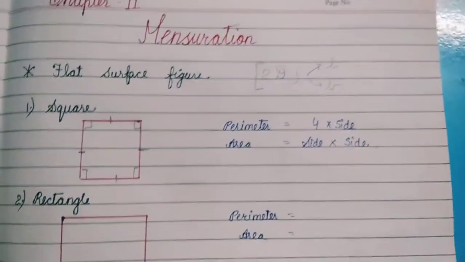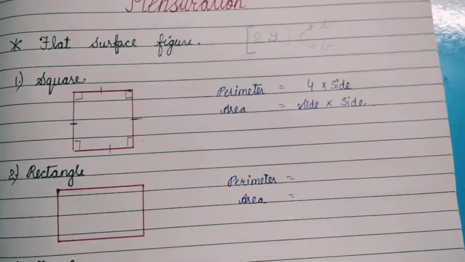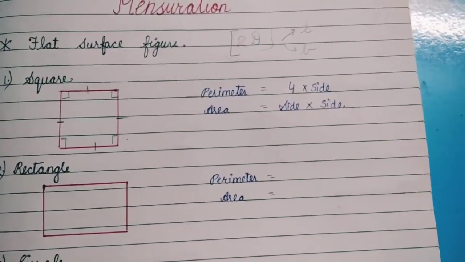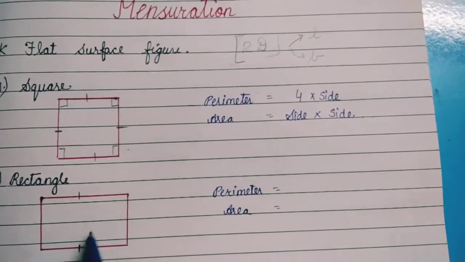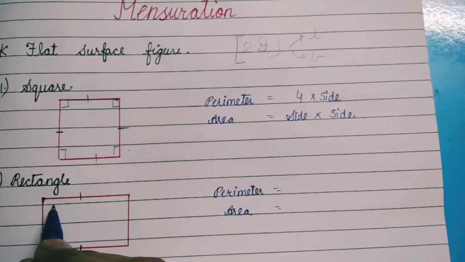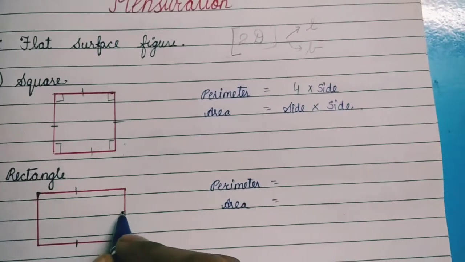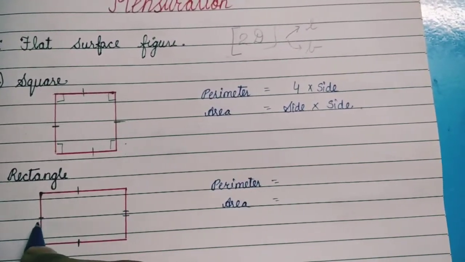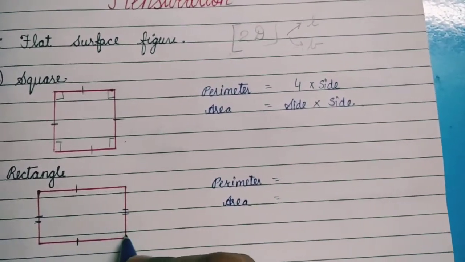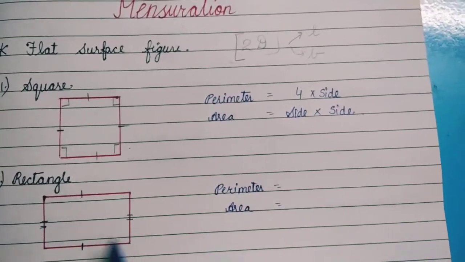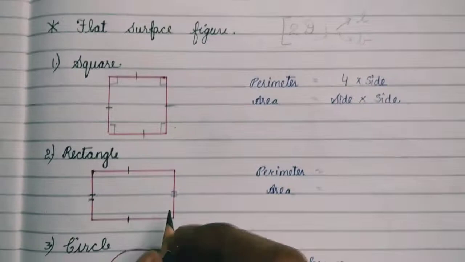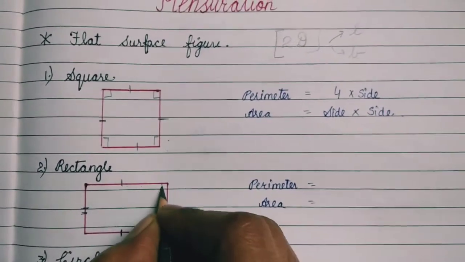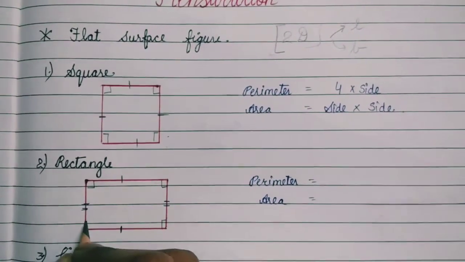Now the next figure is the rectangle. A rectangle is a 2D figure whose opposite sides are equal. This length will be equal to this length, and the smaller length will be known as breadth. So opposite sides are equal to each other. And in this also we have corners of 90 degrees.